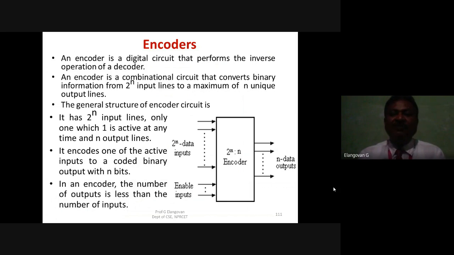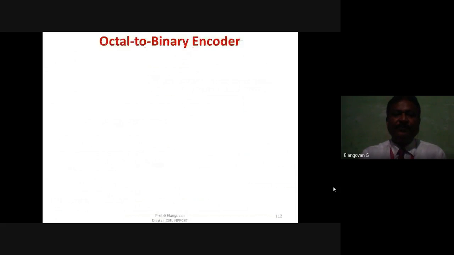You may ask what happens if more than one input comes as high level. We will discuss that in the next topic, the priority encoder. Now look at the encoder. The constraint is that only one input is high level at any instant. For this we can have an example, the octal to binary encoder.